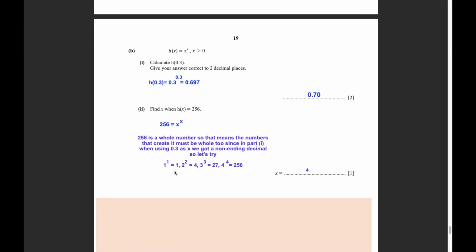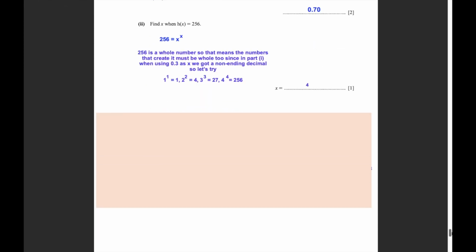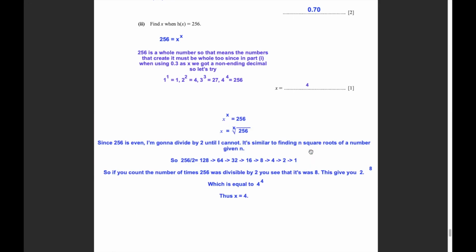1 to the power of 1 is 1. 2 to the power of 2 is 4. 3 to the power of 3 is 27. 4 to the power of 4 is 256. There you go, we got it. This is the method that I would use, but I did find something else online. Credit to that person will be left in the description box. And this is the method they used.